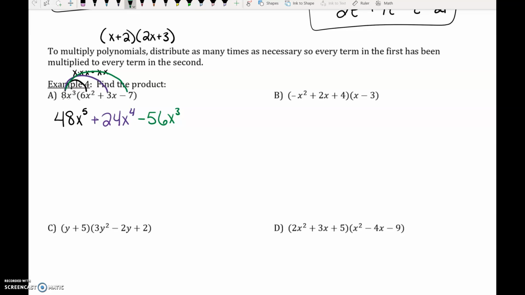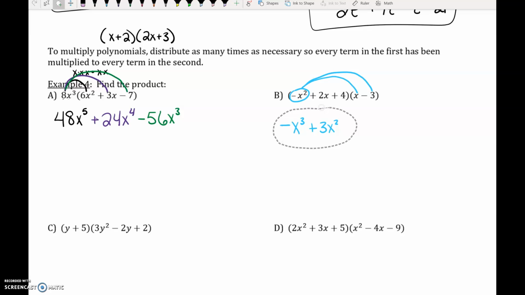All right, in example B, if you wanted to, you could put the x minus 3 in front and then double distribute. The way this is written, I'm going to basically triple distribute. So I'm going to use 3 different colors to show you this process. First, we are going to distribute negative x squared. So negative x squared times x is negative x to the third. Negative x squared times negative 3 is positive 3x squared.